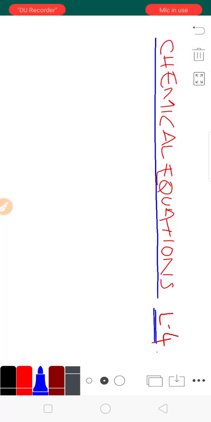Namaste students, this is chapter number 2, chemical equations, lesson number 4. Till now we studied how to find the number of atoms present in a molecule. Today we shall compare the number of atoms of various elements on LHS and RHS of a chemical equation.